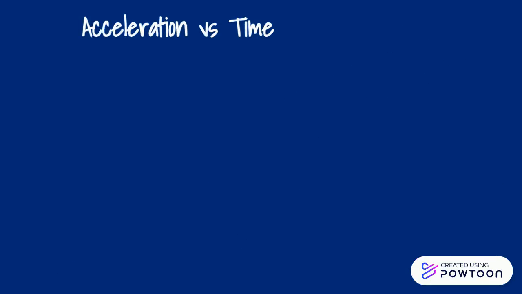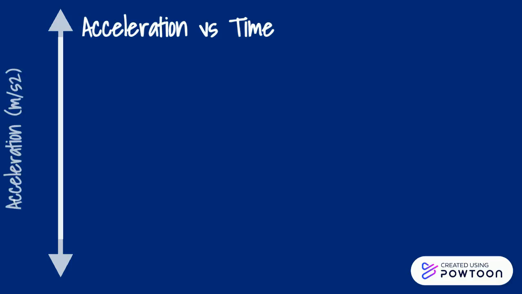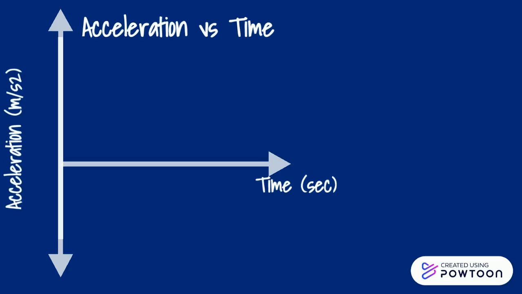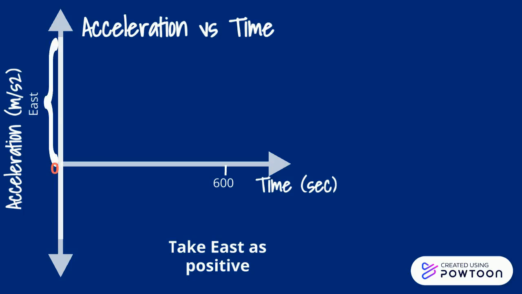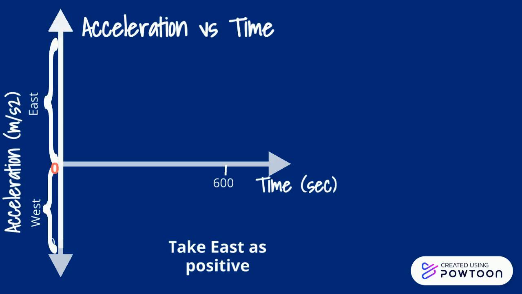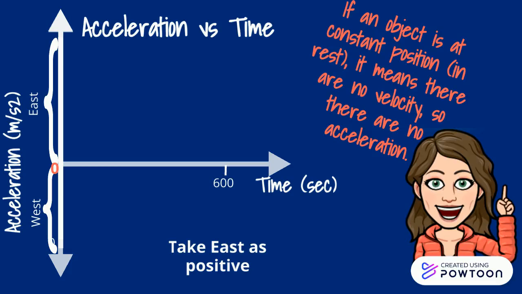Acceleration time graph. Let the y-axis represent acceleration in meters per squared second and the x-axis the time in seconds. Since we took east as positive, the positive side of the y-axis represents east and the negative side west. Since Miss Landi is at a constant position, she has no velocity, so there can be no acceleration. To represent this constant position on an acceleration time graph, we draw a horizontal line on the time axis at 0 meters per squared second.